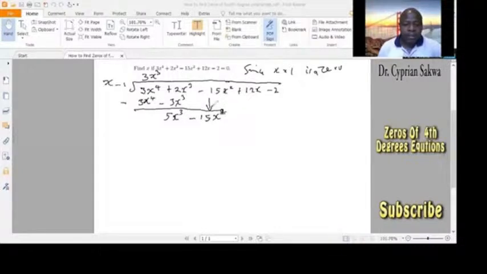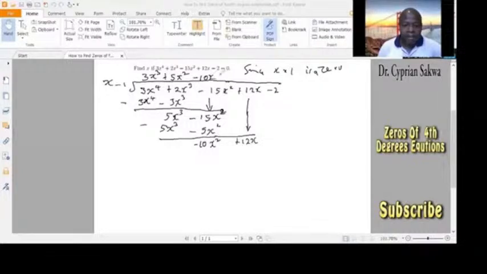So again, ask ourselves, how many times does x go here? And x goes here plus 5x squared. So 5x squared times the whole of this gives us 5x cubed minus x squared. Bring 10, minus 10x.